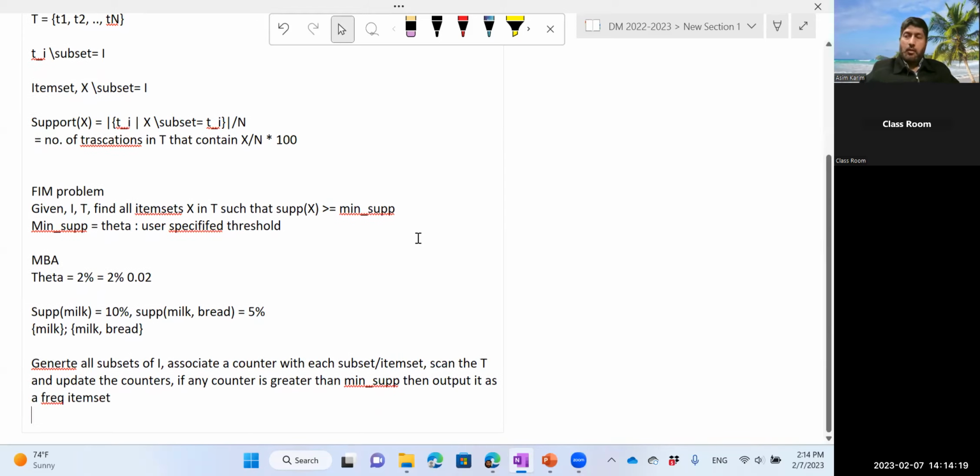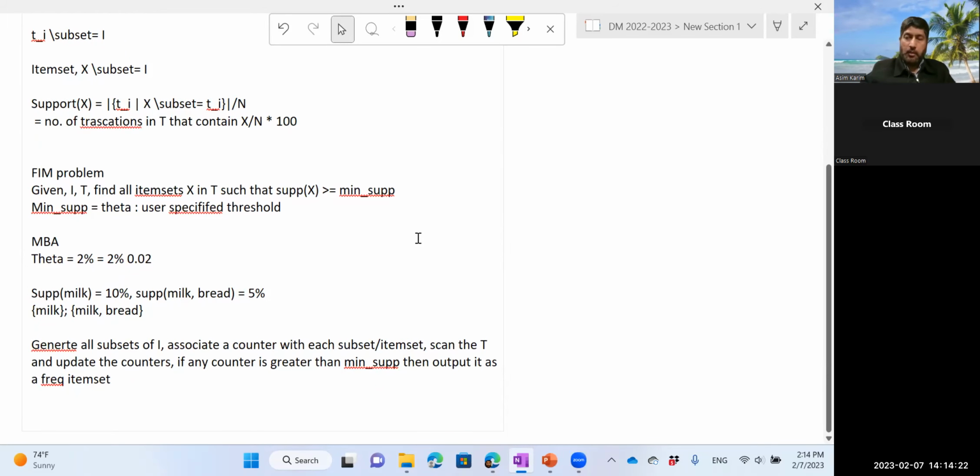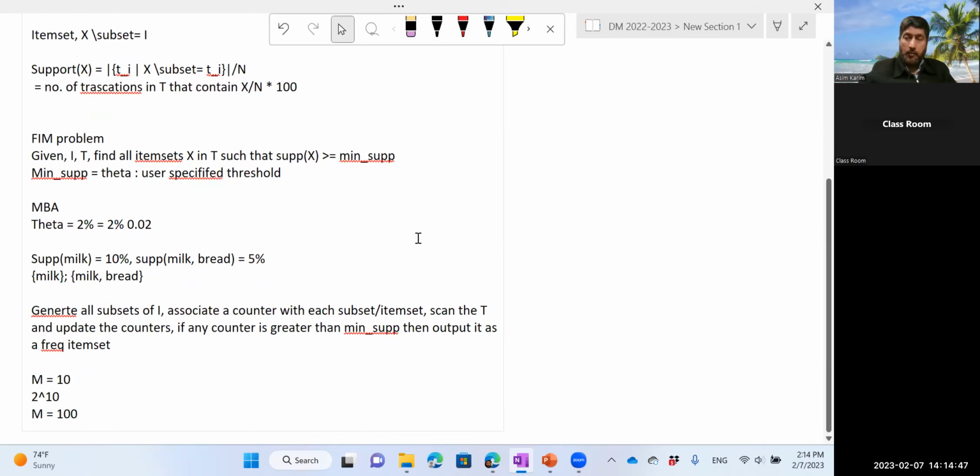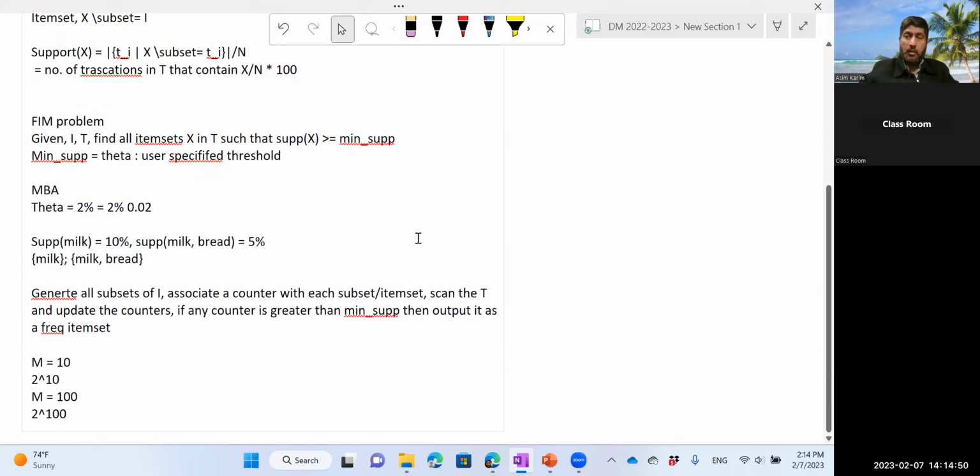Okay. So what is the issue here? The major issue here is that the possible subsets of I is massive. Even if you take, let's say, 10 items, let's say M is equal to 10, the possible subsets of 10 items is the power set of this set, which is, of course, 2 raised to the power of 10, which is over 1,000. But let's say if you have M is equal to 100, this becomes 2 raised to the power of 100, which is a massive number. But 100 itself is not a large number. In a retail store, M would be easily in the thousands.